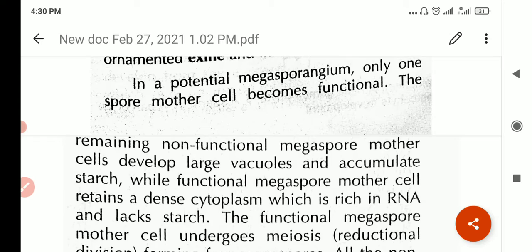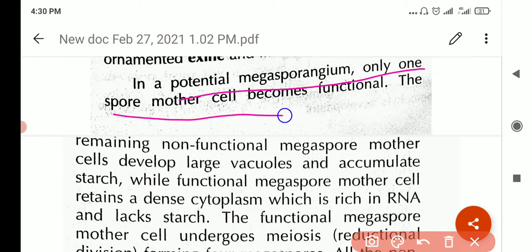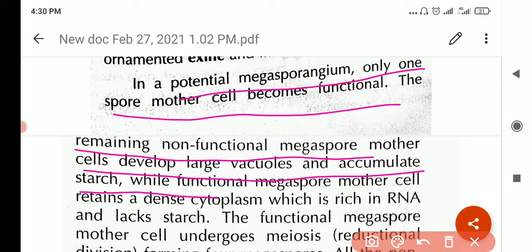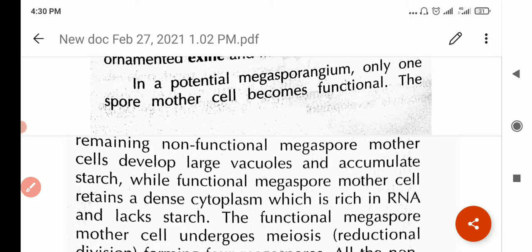Then let's go back to where we stopped in the sporogenous tissue. Now when it will become the megasporangium, only one will become functional. So in a potential megasporangium, only one spore mother cell becomes functional. The remaining non-functional megaspore mother cells will develop large vacuoles and accumulate starch, while the functional megaspore mother cell will retain a dense cytoplasm which is rich in RNA and lacks starch. So this one is going to become the egg, no? It will be very dense cytoplasm, means they will have lots of organelles, lots of nucleus. Will be very, very rich.